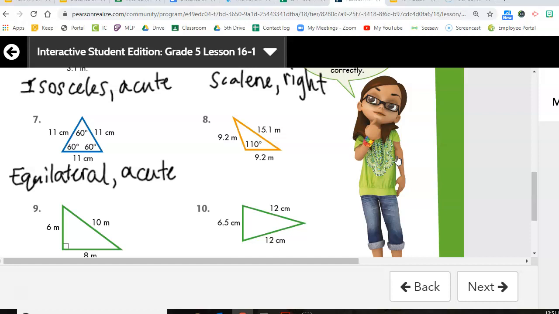The last one we're going to do on this page is number 8. Actually, we might as well just do all of them. So number 8, I'm going to look at my sides. 9.2, 9.2, 15.1. I notice that 2 of them are the same, which means it would be an isosceles triangle. Now, it only gives me one angle measure, 110, but I can see that that angle is pretty open. And 110 is bigger than 90, which means it's an obtuse angle, and so it's an obtuse triangle.